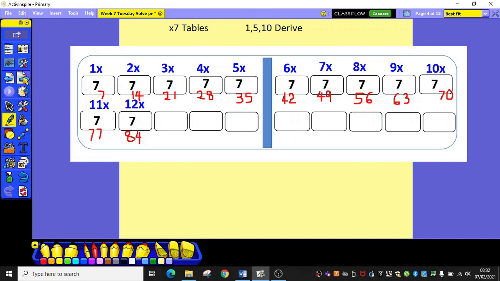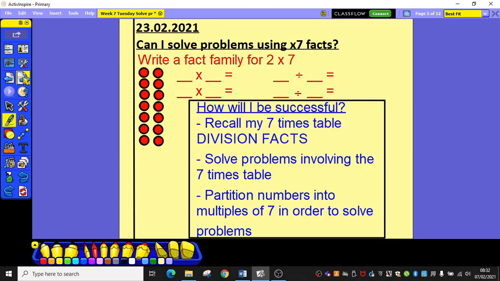Okay, let's have a look then, please. Please do keep that to hand, because that's going to be very helpful for solving the problems today. So we're going to be solving problems using our knowledge of our multiples of 7, our knowledge of our times table for the 7s. We are going to be using division facts as part of that today. And hopefully some of us are going to be partitioning numbers into different multiples of 7 in order to solve some problems.